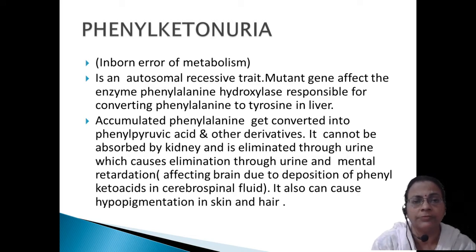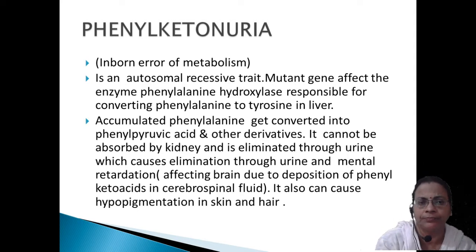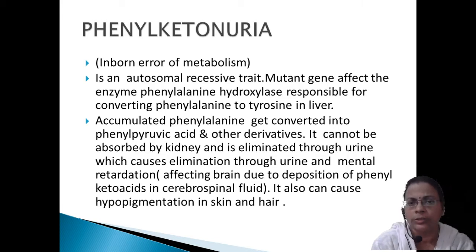Okay, so the absence or the deficiency of the phenylalanine hydroxylase enzyme is due to a defect in that gene. If the gene is defective, the enzyme phenylalanine hydroxylase cannot be produced in the right amount. As a result, phenylalanine will not be converted into tyrosine. This will accumulate in the liver, and then it will be eliminated. It cannot be absorbed by the kidney and is eliminated through urine.